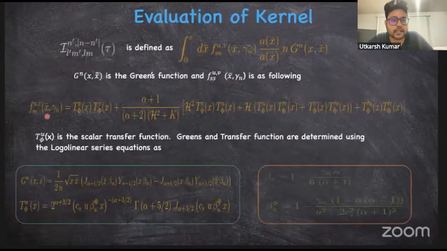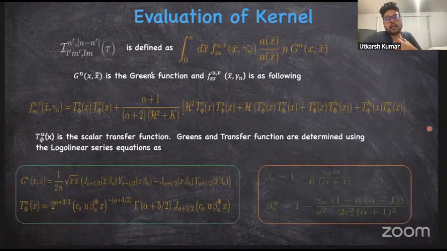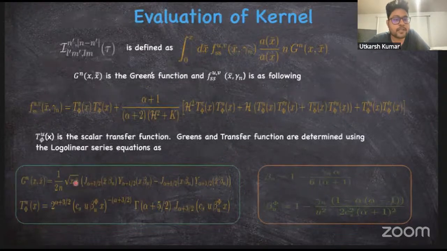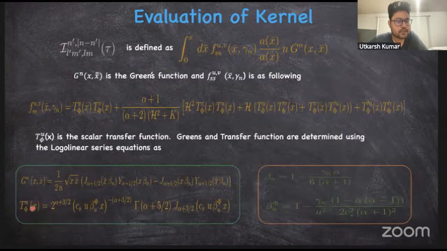So firstly, we will derive the expression for the Green's function and the scalar transfer functions. Green's functions and the scalar transfer functions can be derived by solving the first order scalar perturbations given in previous slides. We solve the first order perturbation equations in the subhorizon limit in order to give the following form of the Green's function, the tensor transfer function.